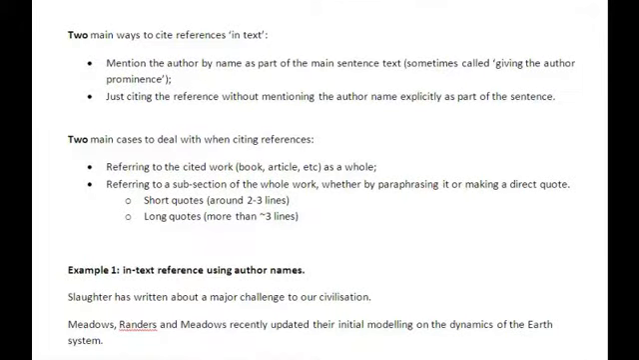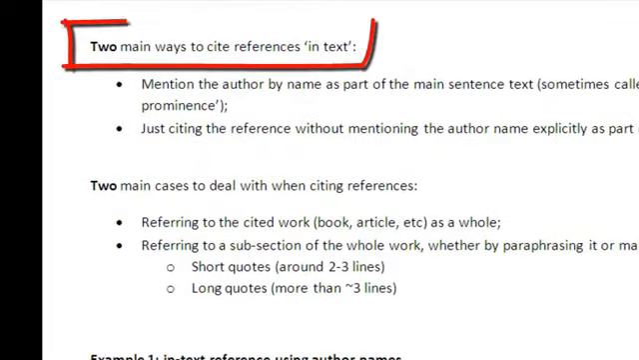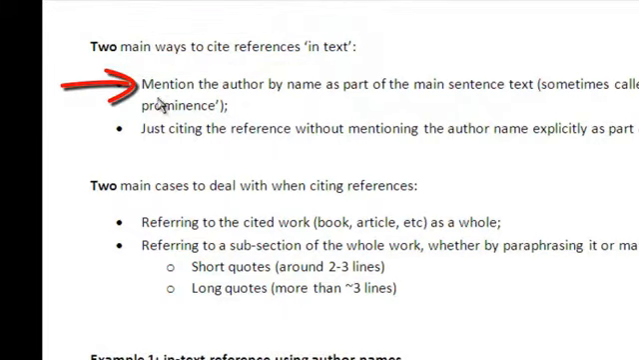Hello, this video is designed to give you some advice around how to do citations of references in the text of your essays. Essentially, there are two main ways to cite references in the main text of your essay, as opposed to the reference list. I'll deal with that separately in a different video. One is where you mention the author explicitly by name as part of the text of the sentence. This is sometimes called giving the author prominence. The second way is when you just cite the reference without mentioning the author's name explicitly as part of the sentence, sort of in passing.